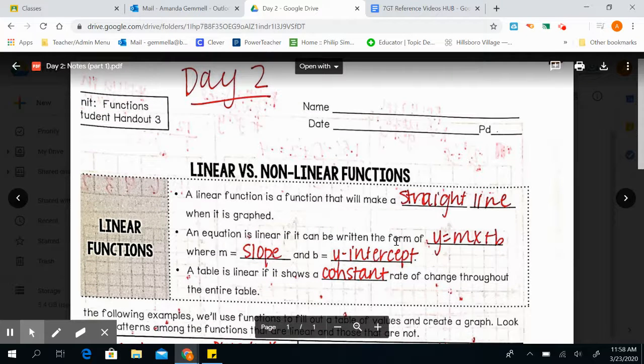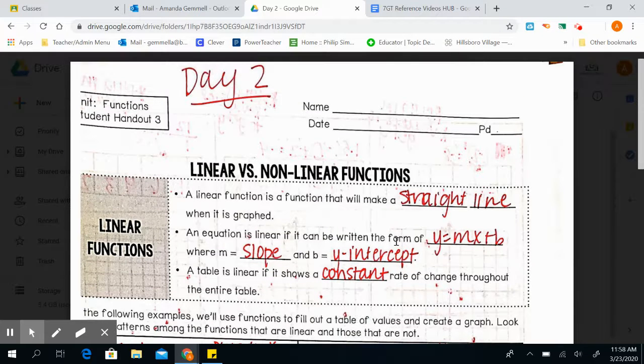Guys, so I'm going to take a couple minutes to go over the day 2 functions notes. On this day we talked about linear versus non-linear functions. A linear function is a function that will make a straight line when it is graphed. An equation is linear if it can be written in the form of y equals mx plus b.